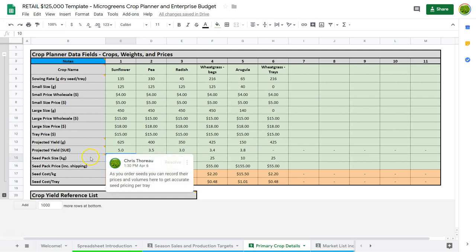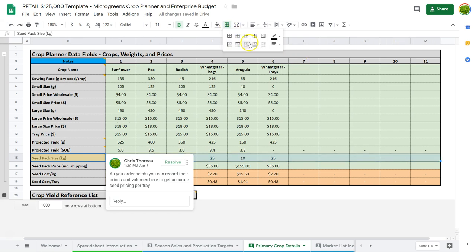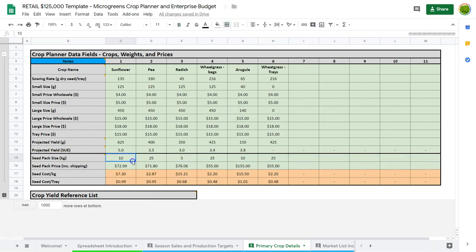This section here, and I might just separate this a little bit with an extra line, is getting into our seed. So what we want to know here is the size of the seed packages we buy and what the price is, and then we get ourselves a cost per kilogram and then our seed cost per tray. So we're already getting a sense of what our costs are for this. So this is a very important section to fill out.